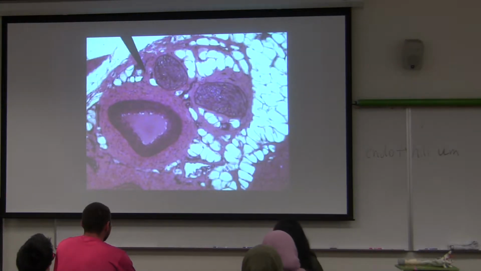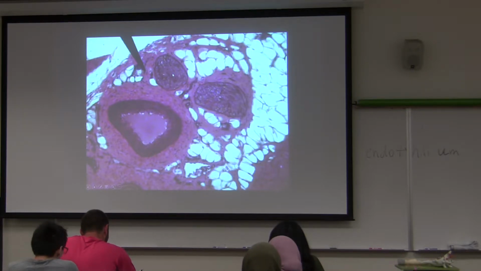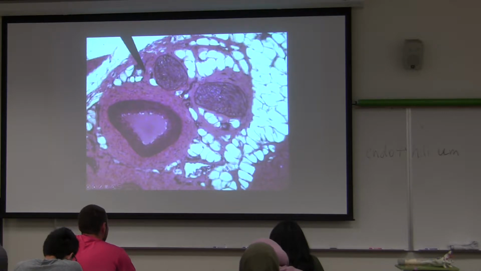Okay, here is a cross-section of a nerve bundle on your slides in the lab. This is a nerve bundle. This is a nerve bundle. Connective tissue, axon. This is an artery. These are all fat cells, if you would.